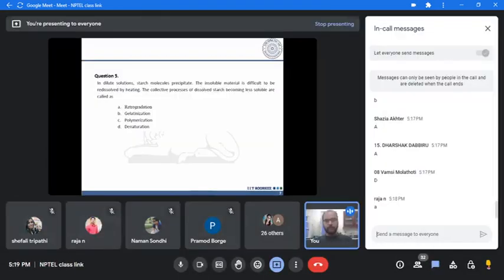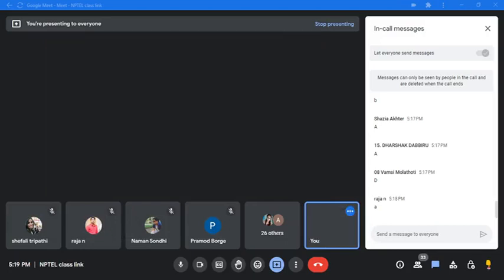Okay, so the answer is A, retrogradation. Two processes happen here. One is gelatinization. When we heat something, it becomes a jelly-like structure, gel or liquid-like. But then again we cool it, and when we cool it, it attempts to acquire its initial stage, a firm, rigid structure.